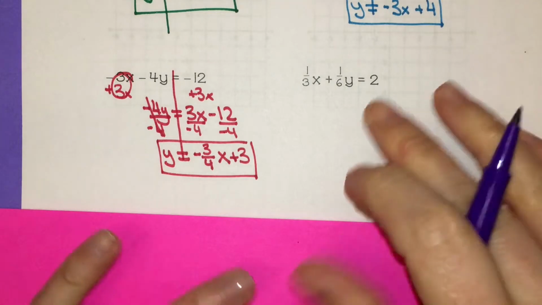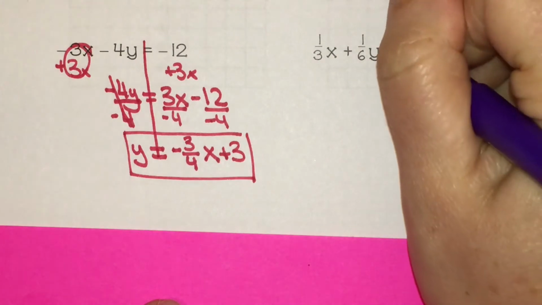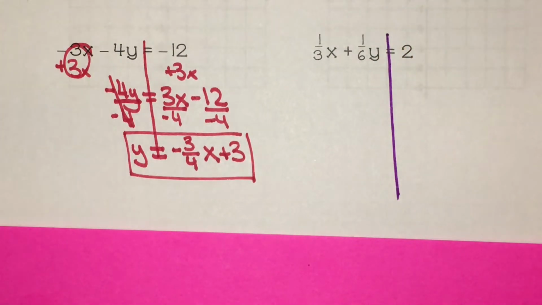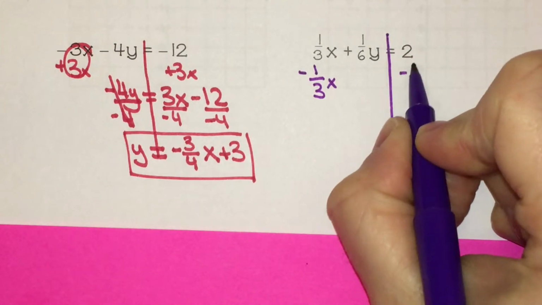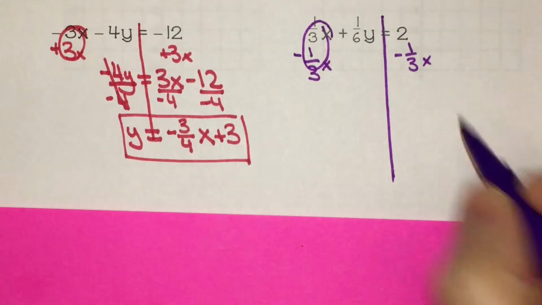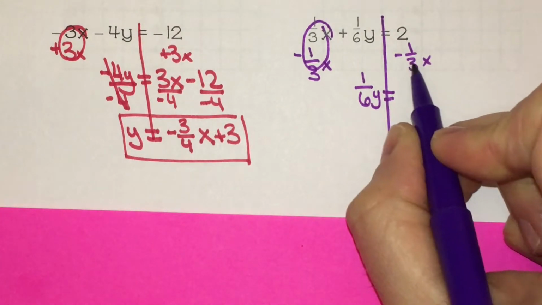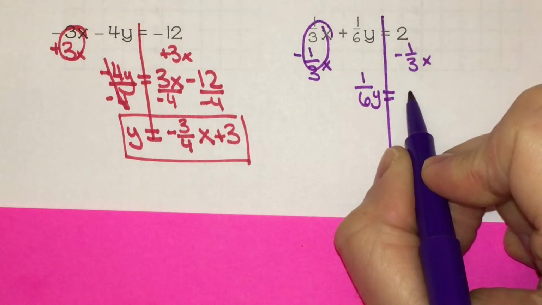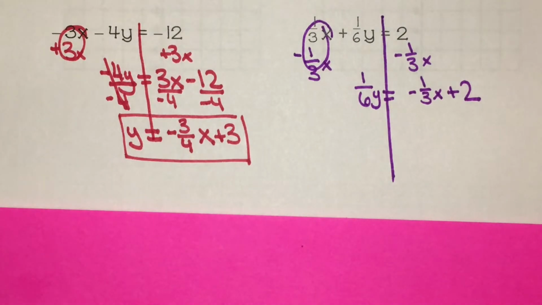All right, next one deals with those lovely fractions. So again, draw that line down through the equal sign. Move your x term to the other side. So it's positive 1/3 x. We're going to subtract 1/3 x from both sides. 1/3 x minus 1/3 x is 0. So we're left with a positive 1/6 y equals, I'm going to put my negative 1/3 x in front, plus 2.